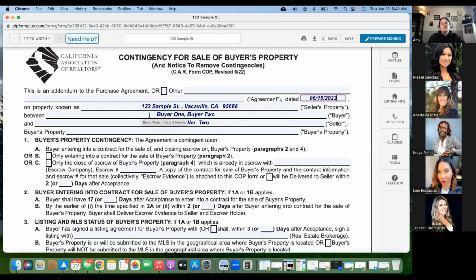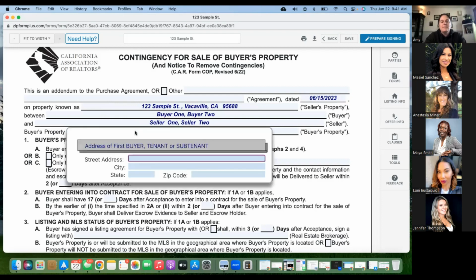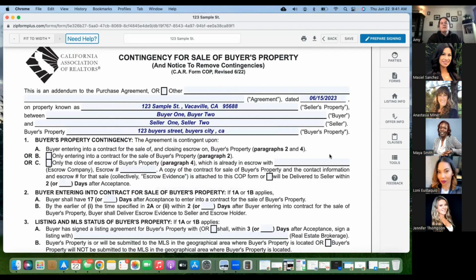Property address, you're going to put the buyer's names, the seller's names, and here you're going to put in the buyer's property address. 1, 2, 3, Buyers Street in Buyers City, California. Okay. So you're going to put in that address. It doesn't matter whether it's in California, Idaho, Washington, Texas, Tennessee, wherever that property is located, you're putting in that address. The buyer's property contingency.